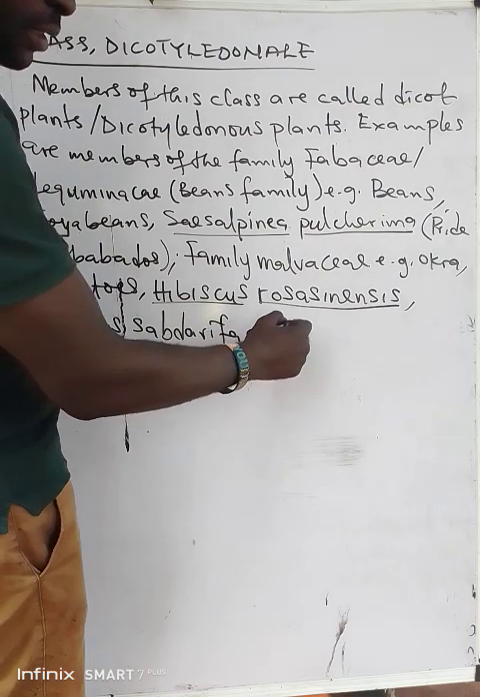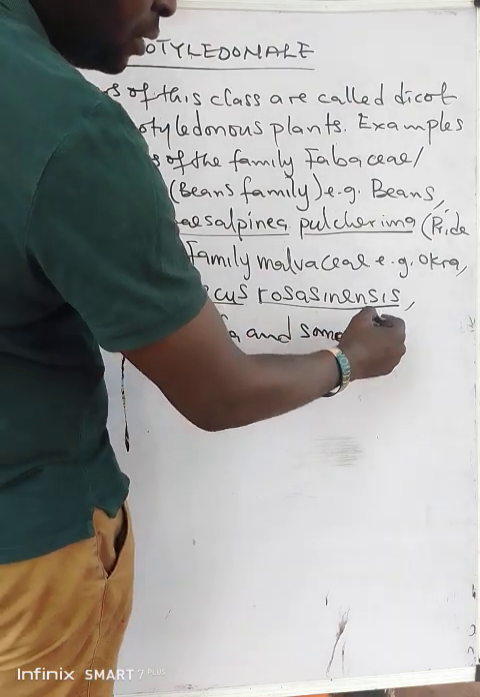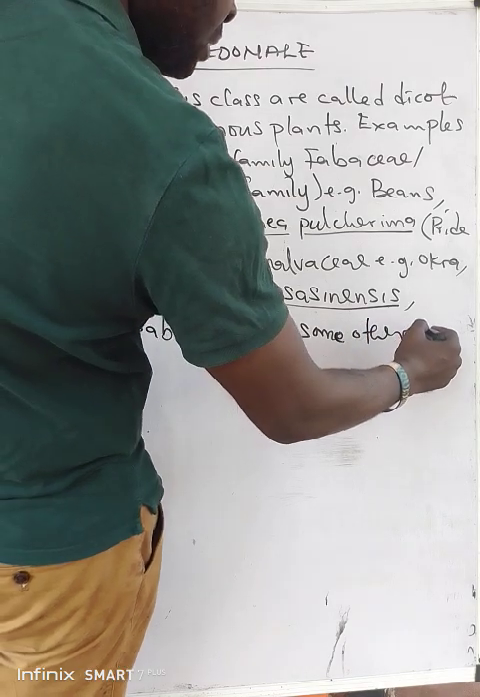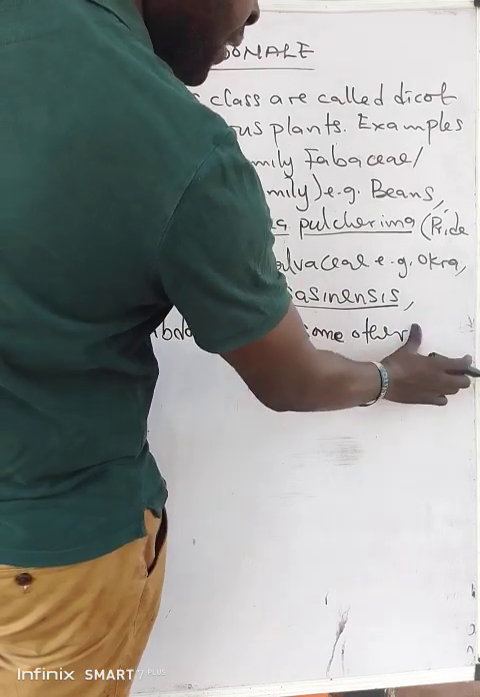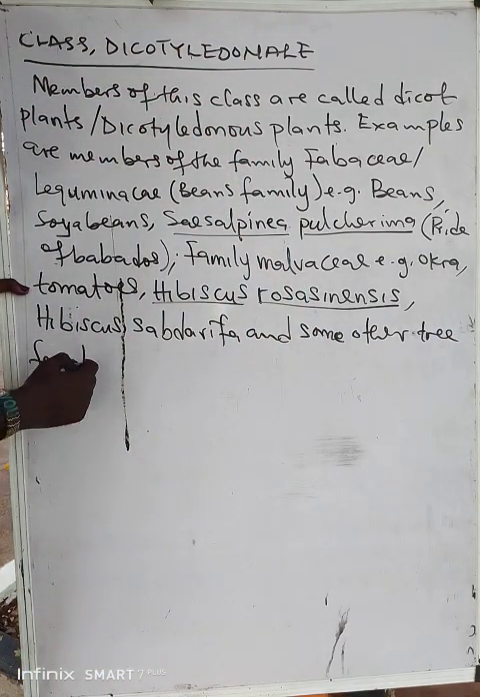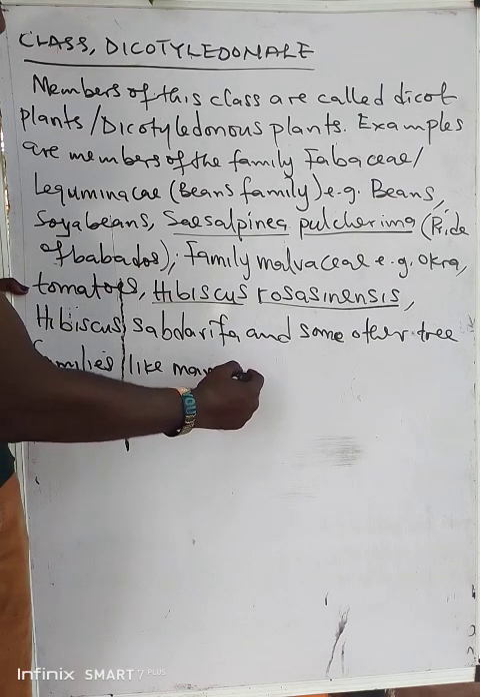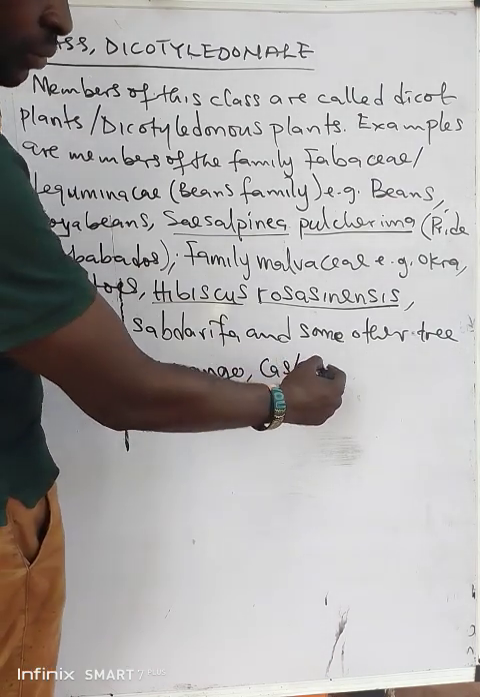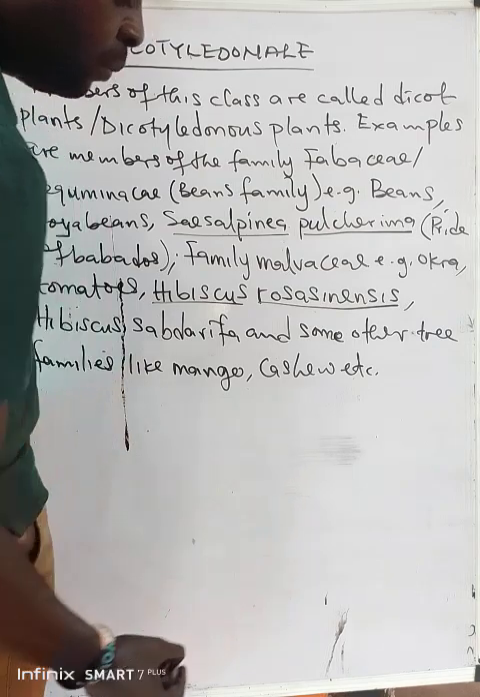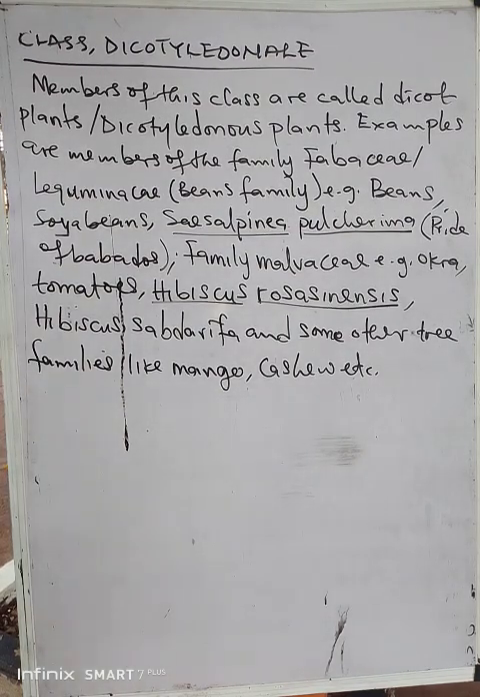And some other tree families like mango, cashew, and etc. Any plant you will see that has a broad leaf, most of them are what? They are dicotyledonous plants. So let's look at their features.